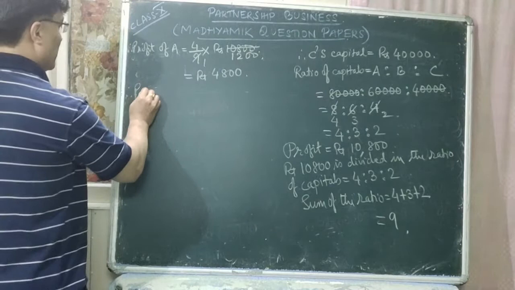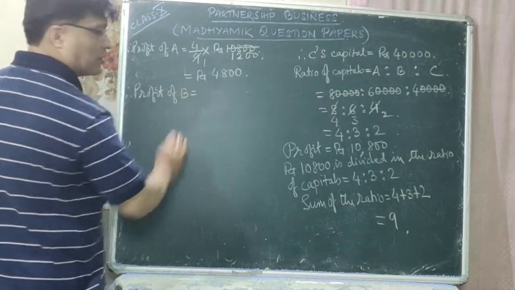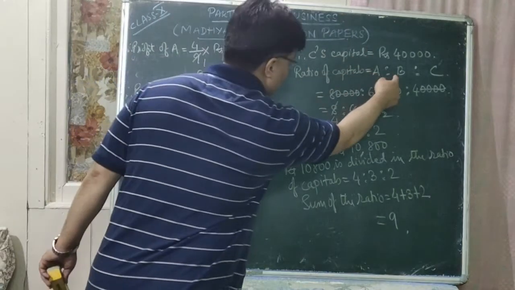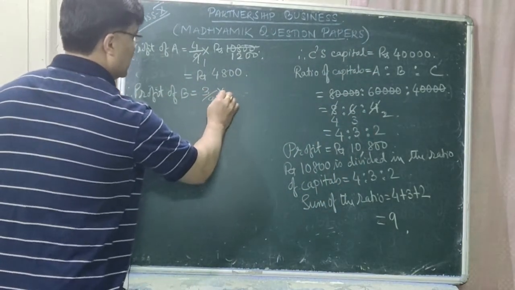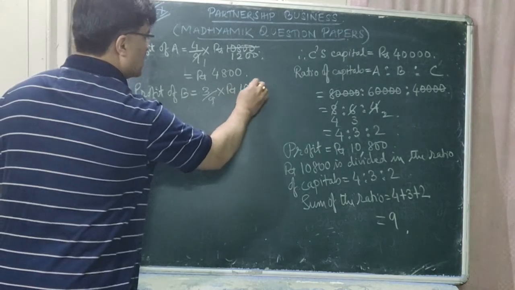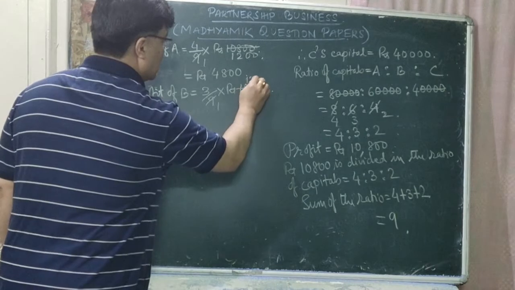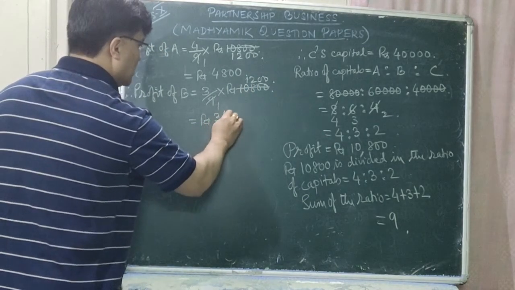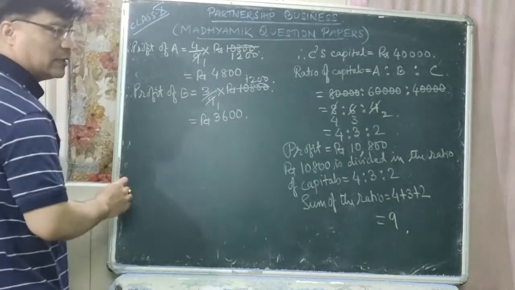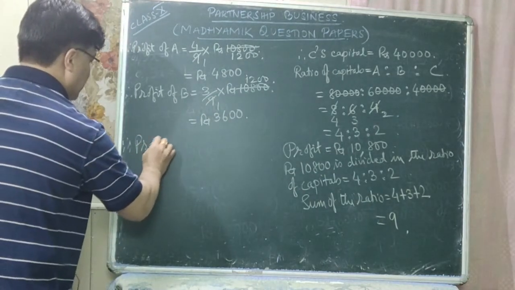Next, the profit of B is equal to, now B's equivalent number here is 3. Write down 3 divided by 9 into the total profit, rupees 10,800. So 9 ones are 9, 9 twos are 108, which is equal to rupees 3,600.